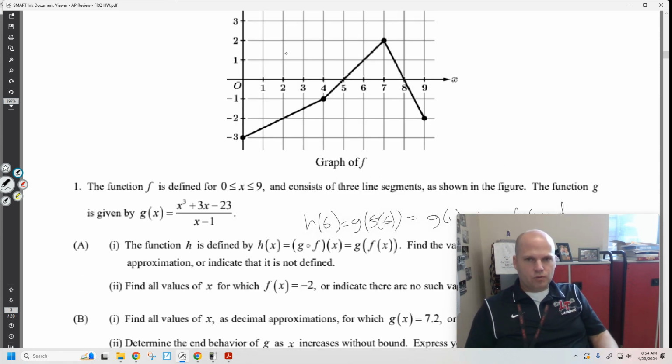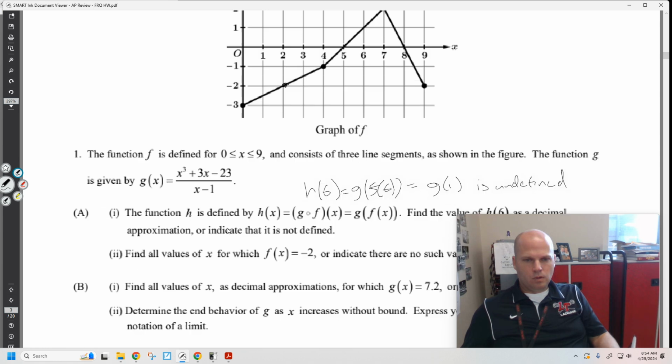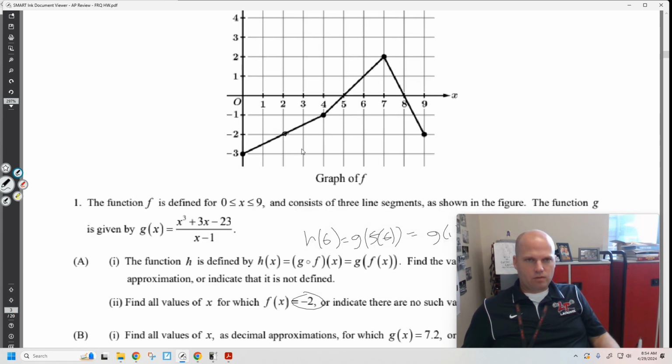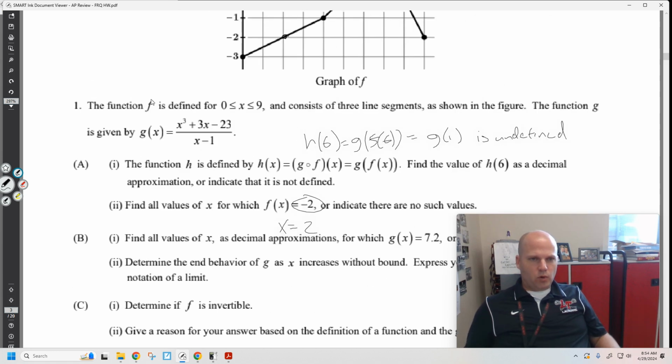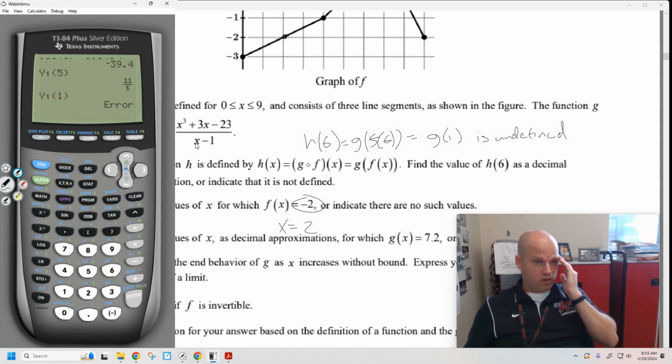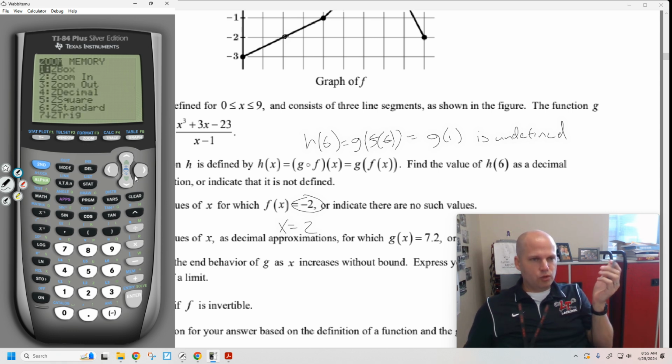When does f equal negative 2? When is the y value negative 2? That's at 2. Now 7.2. Okay, so the end behavior of this is going to be like y equals x squared. So I should be seeing up and up towards the ends. I see there is going to be a vertical asymptote at 1, but I don't see that up and up. You could zoom fit.